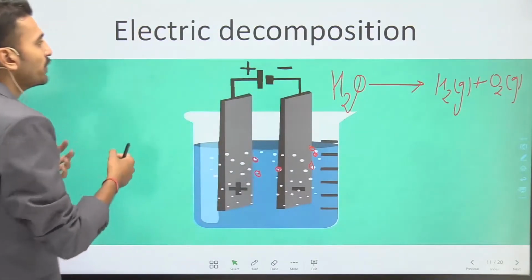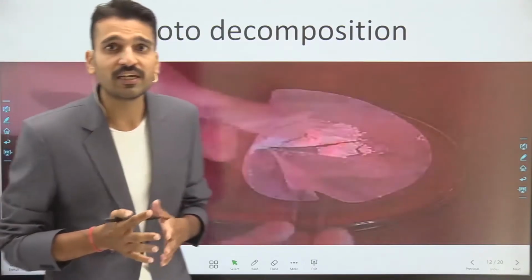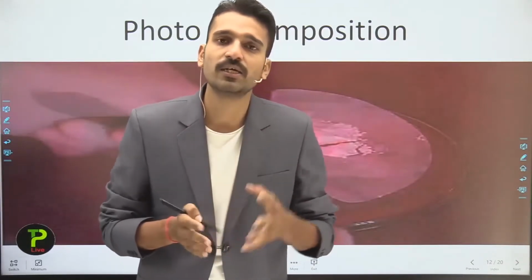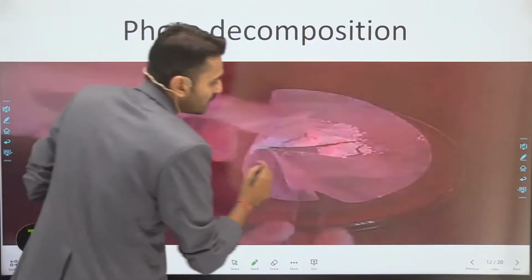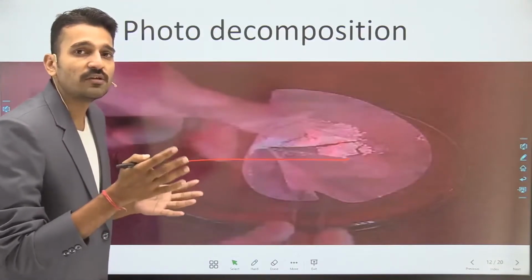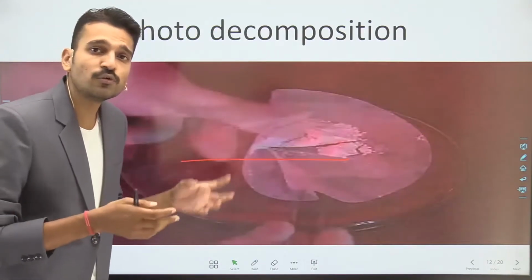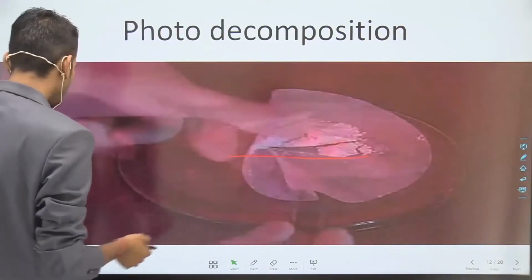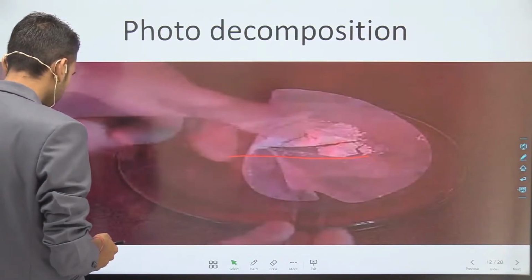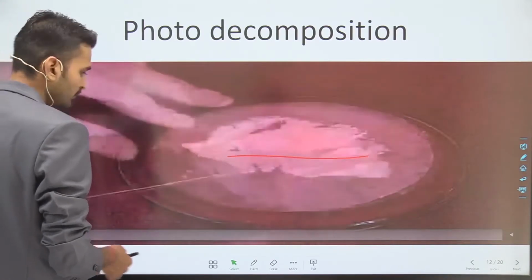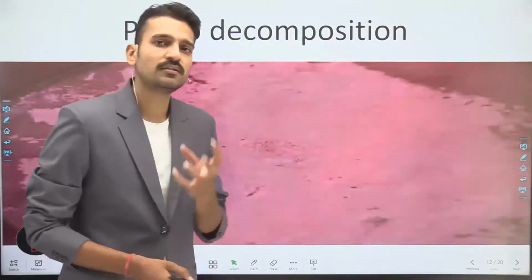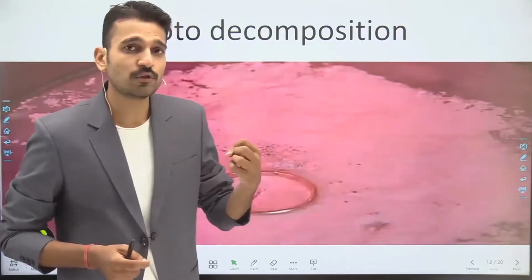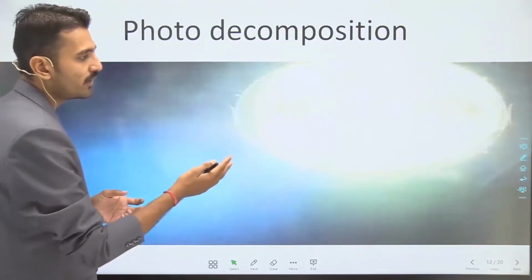So now moving to another type of decomposition, that is the photo decomposition reaction. As I have told you earlier, in the photo decomposition reaction, a decomposition occurs in the presence of sunlight. So here you see this part, it is AgCl or silver chloride. So what happens when we expose this silver chloride to sunlight? So let us start the video. Here you see white colored silver chloride, and what happens when I expose it to sunlight?